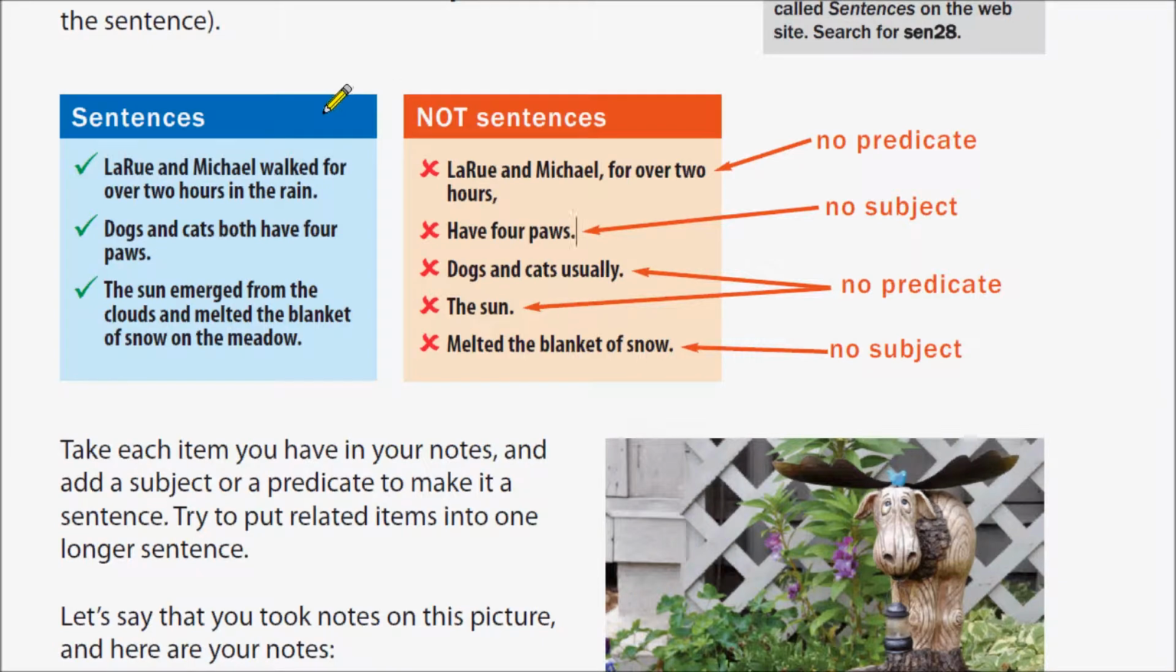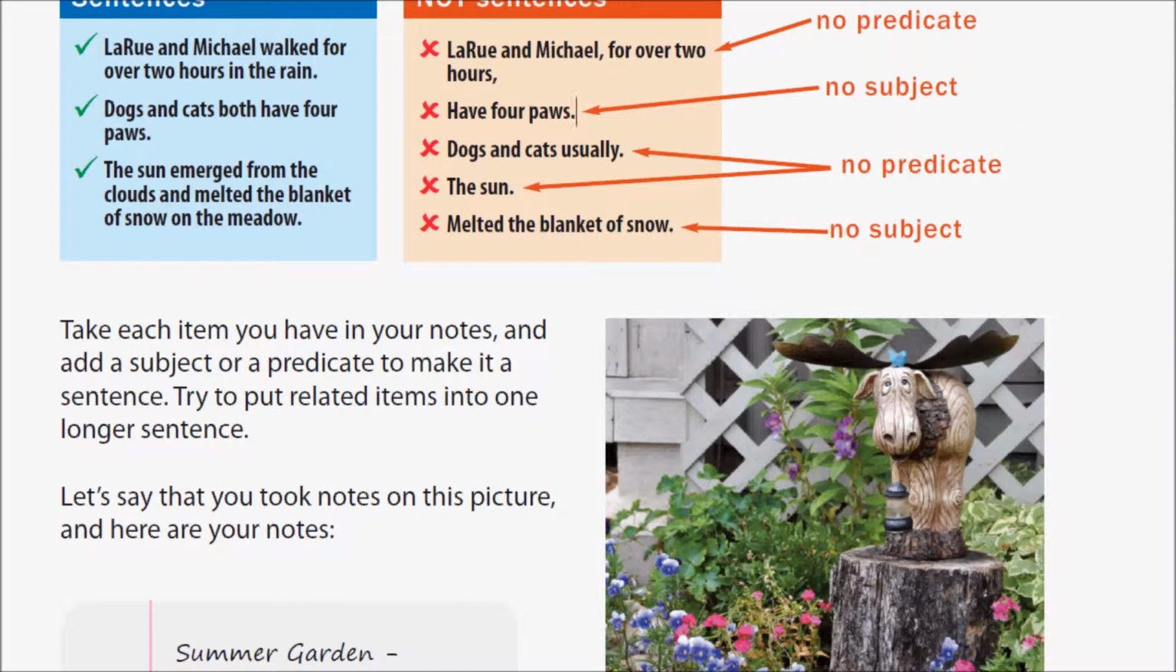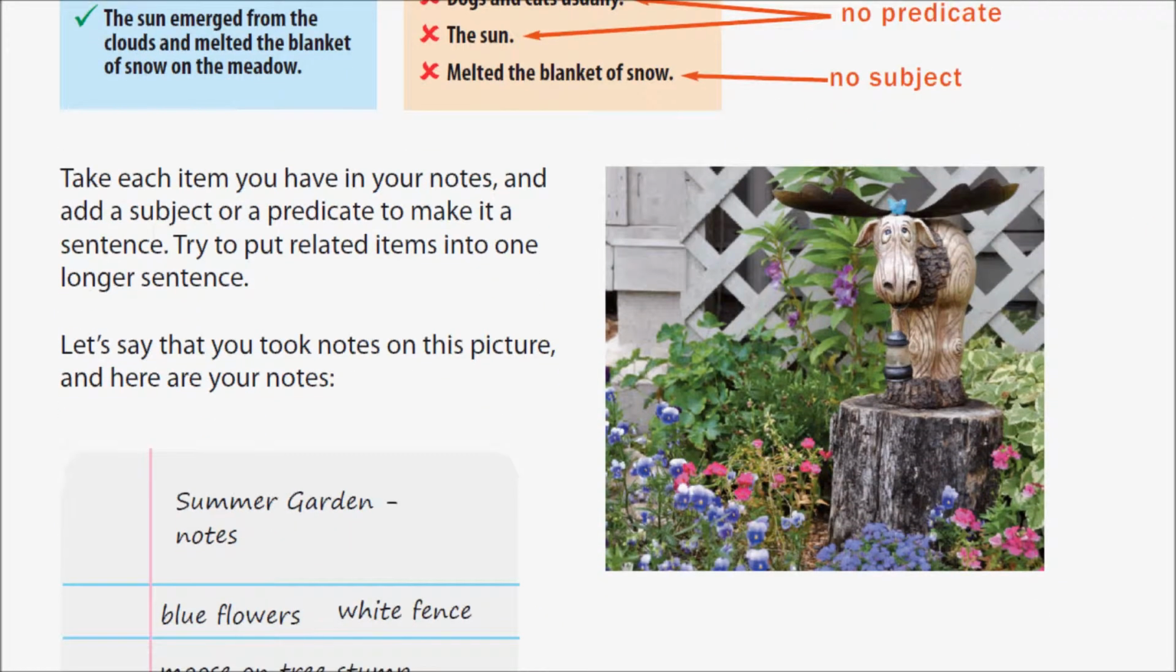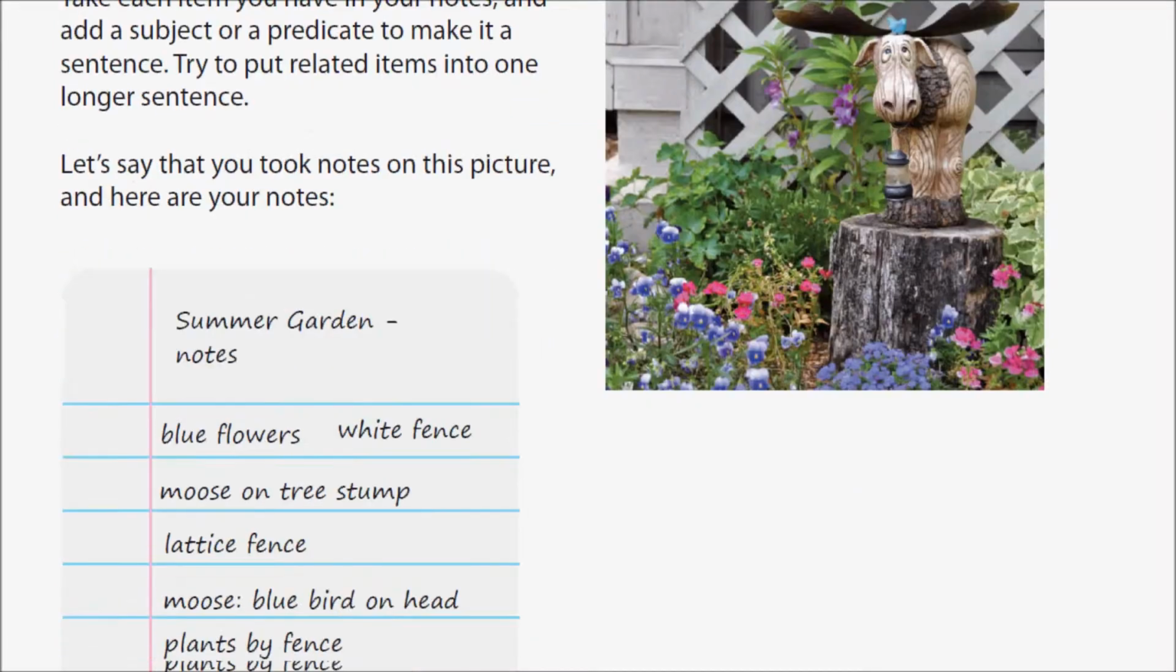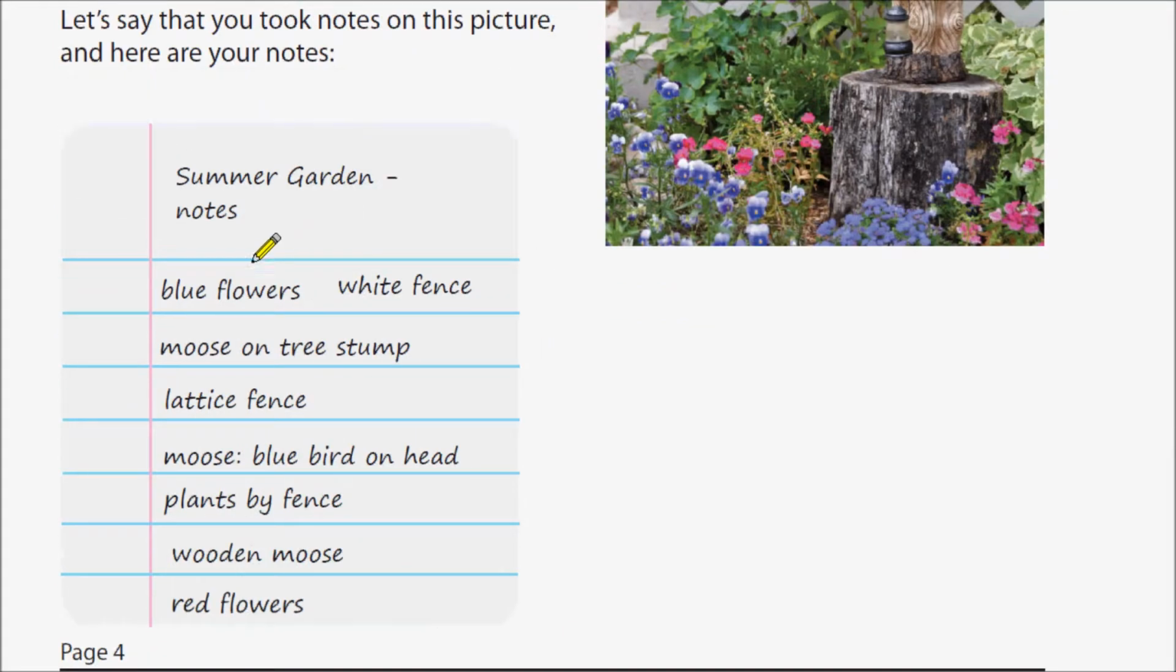You have to have sentences, and all you need to do is just add words to make your sentences. Just add either a subject or a predicate to make it into a sentence, and then try to put related items into one longer sentence. So you see this picture right here? A little moose on a tree stump, and there's a little bird on his head, and there's flowers and green stuff and a lattice fence. And so you just write this. Let's say you write these notes down.